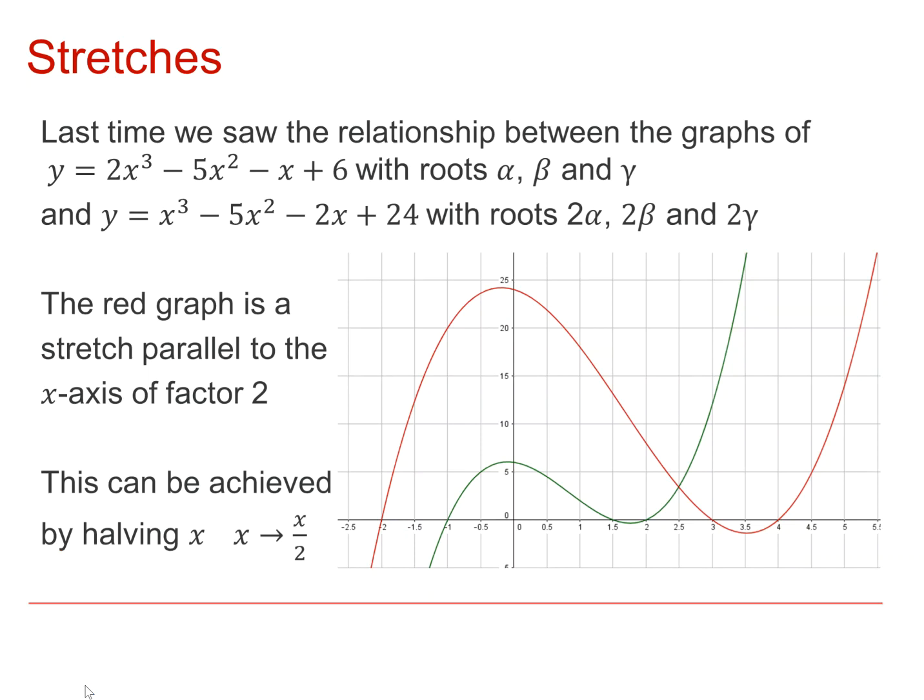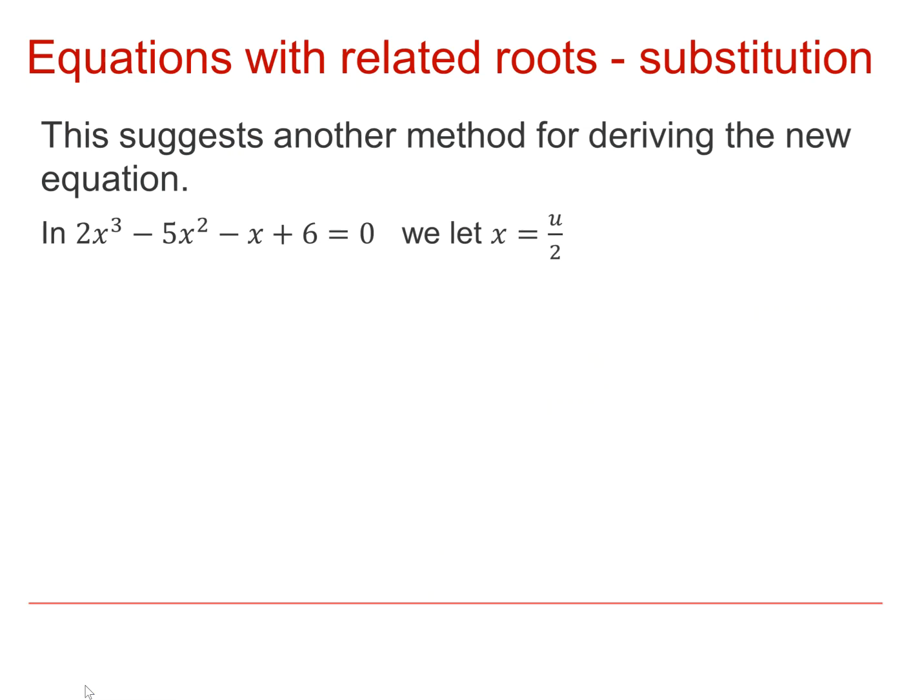We can achieve the stretch parallel to the x-axis by halving x, so mapping x to x over 2. This idea will be familiar from the work you've been doing in your ordinary maths lessons. We can use this idea to give us a different method for deriving the new equation. In the original equation, instead of finding the sums and products of the roots, we're simply going to make a substitution. Let x equal u over 2.